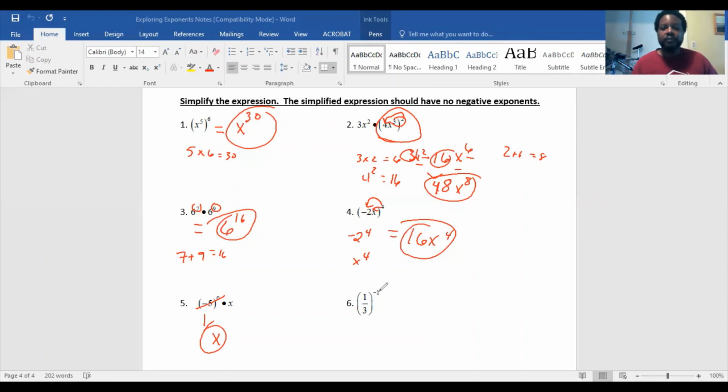Okay, so this -1 is going to apply to both of these. So it's going to be 1 to the -1 over 3 to the -1, right? But we also have our negative exponent rule, which tells us that we can just flip this over and make it positive. So now we have 3 to the 1 over 1 to the 1, which is just 3.